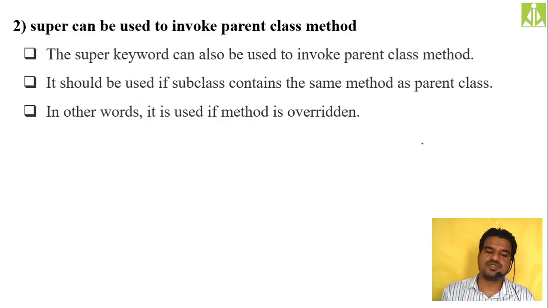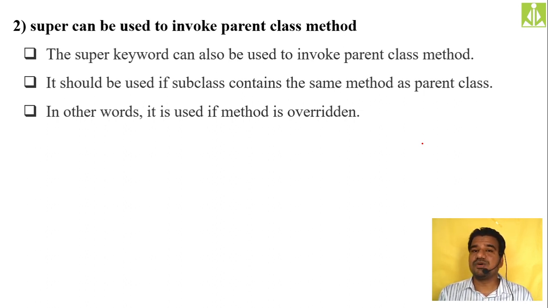Next, super can be used to invoke the parent class method. Not only same-name data members, but it is also used to invoke methods from the parent class. It should be used if the subclass contains a method with the same name as the parent class method. When the parent class and child class both have the same method name, we call such methods overridden methods. In other words, it is used if methods are overridden.